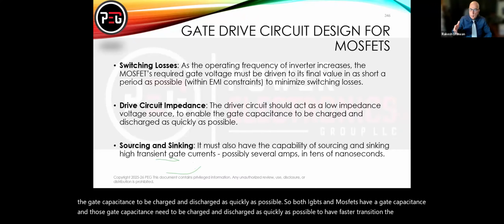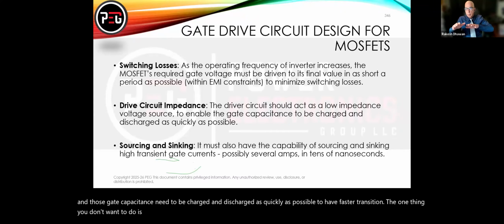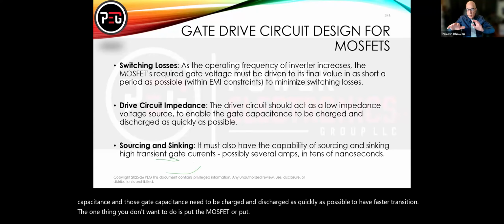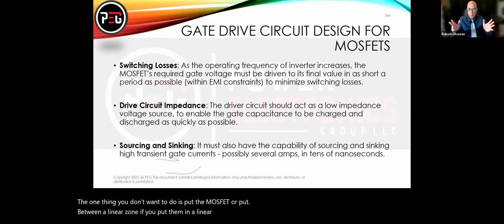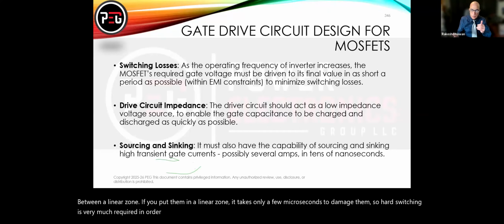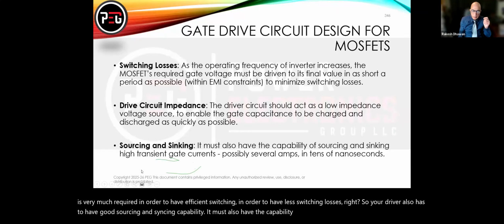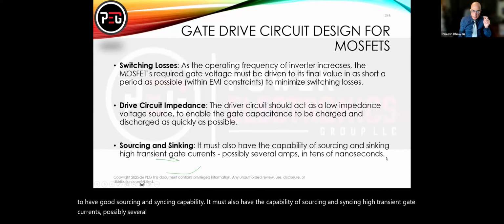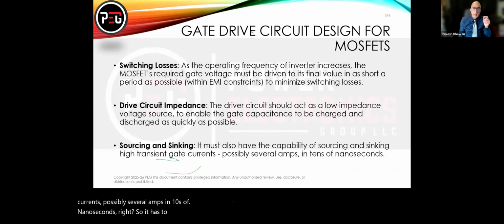The one thing you don't want to do is put the MOSFET or the IGBT in a linear zone. If you put them in a linear zone, it takes only a few microseconds to damage them. So hard switching is very much required in order to have efficient switching and less switching losses, right? Your driver also has to have good sourcing and sinking capability. It must be capable of sourcing and sinking high transient gate currents, possibly several amps in tens of nanoseconds, right? So it has to be really quick.